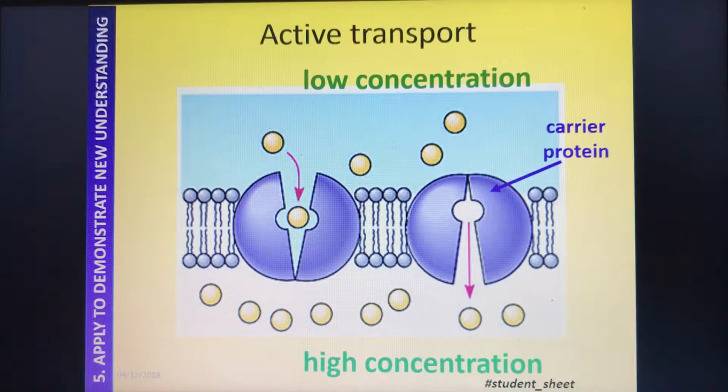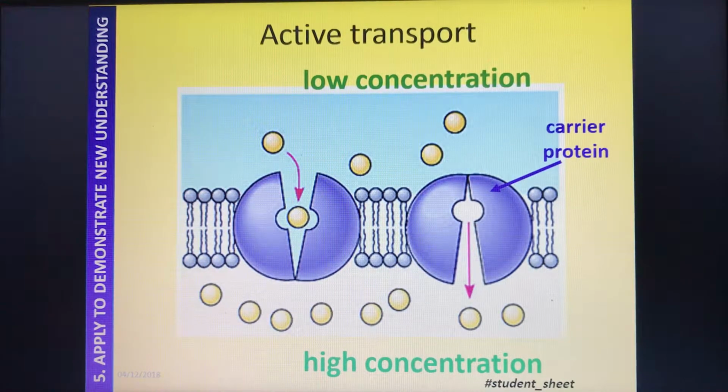And the key to this is carrier proteins, okay? The purple carrier proteins there. And what they do is they're like those greedy helping hands pulling in the molecules, moving them from the low concentration to the high concentration. And this requires lots of energy. Those carrier proteins need lots of energy.